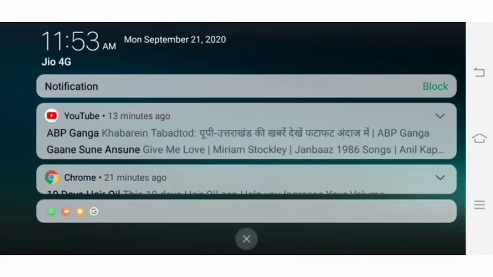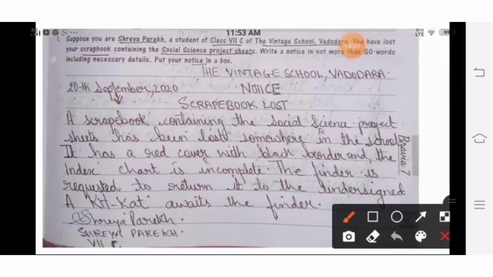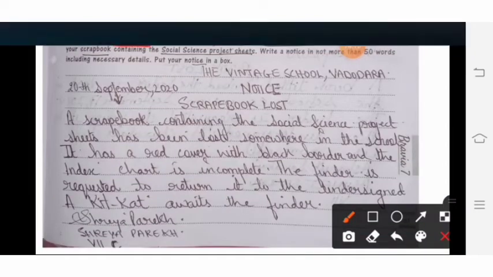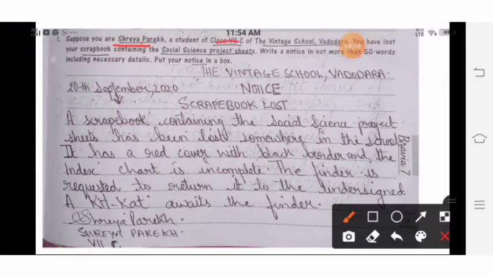Shreya Parekh, and you are a student of class 7C. Which school? The Vintage Vadodara. Then what have you lost? You have lost your scrapbook containing the social science project. Simple. Now start writing the notice.